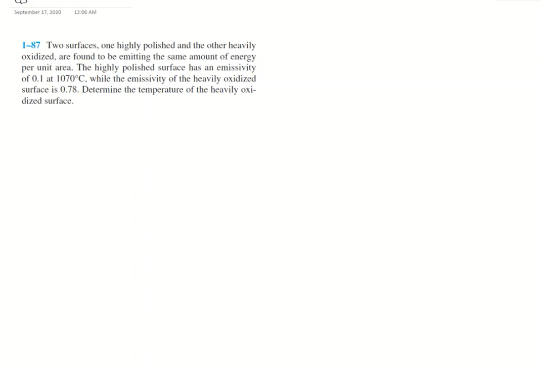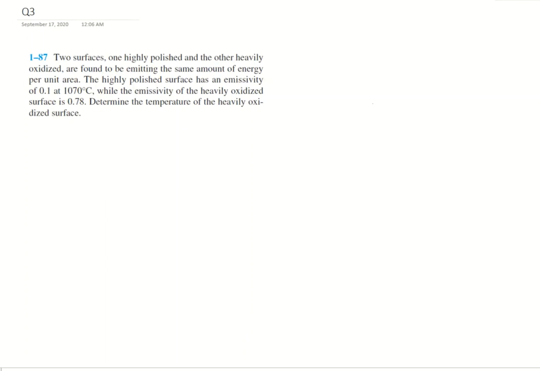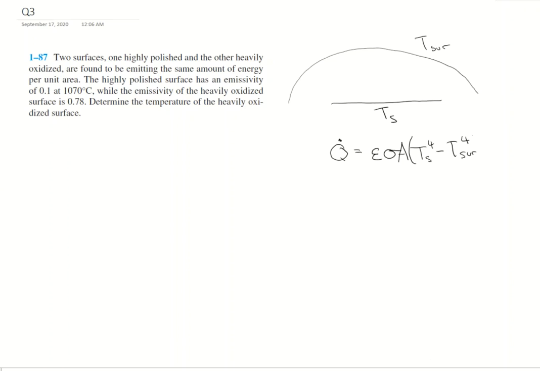Again, this one is also kind of a weird question. It's not your typical radiation question, and I'm just going to explain very briefly what this is talking about. Typically when we have a radiation question, we know the temperature of our surface and of our surroundings, and we describe our heat transfer as emissivity, Stefan-Boltzmann constant, area, and then T surface minus T surroundings, both to the 4.